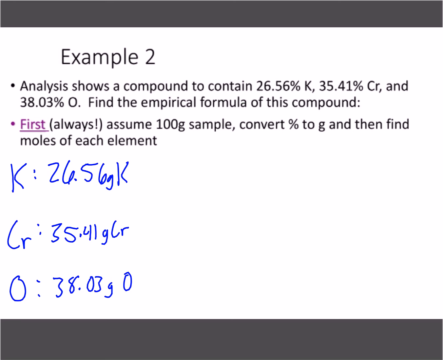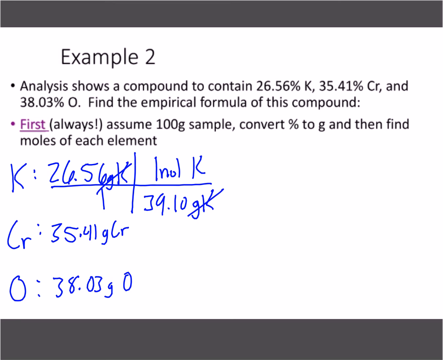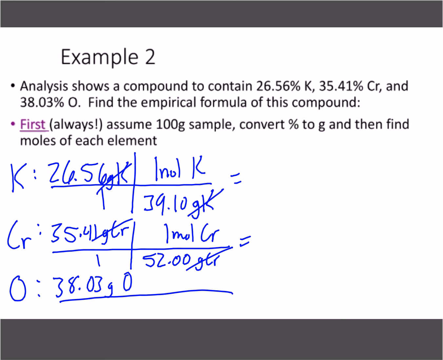So go ahead, calculate each to get the number of moles. We're going to divide by their molar masses. The molar mass of potassium is what? 39.10, and then 1 mole of K on top. Grams will cancel out. Chromium, what's its molar mass? Grams will cancel out there. Oxygen, we all know that one by now. 16.00 grams of oxygen. That will cancel out.